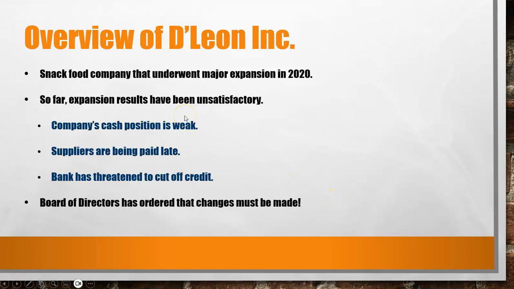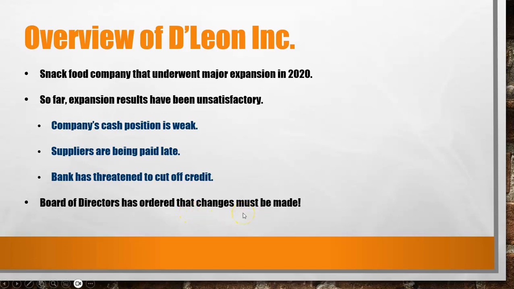So now is where we're going to start using that chapter 3 example. An overview of DeLeon is a snack food company that underwent major expansion in 2020. So far, expansion results have been unsatisfactory. The company's cash position is weak. That means they're spending more than they're getting in. Suppliers are being paid late. That's not good. Bank has threatened to cut off the credit. That's real bad. The board of directors have ordered that changes be made.